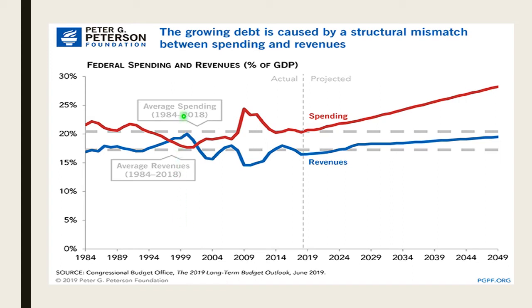Since then, there is a decline in the revenue, whereas the spending has increased drastically in 2019. Since then, there is a decline, but still it is greater than average revenue. That is because of the structural mismatch between spending and revenue in Sri Lanka.